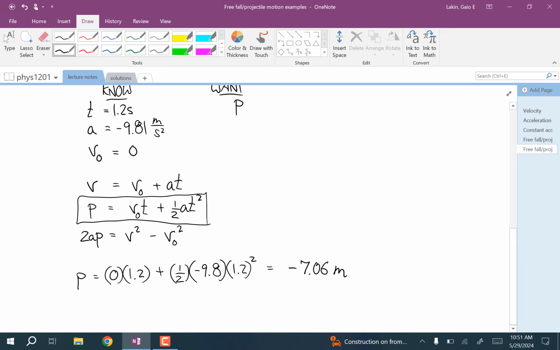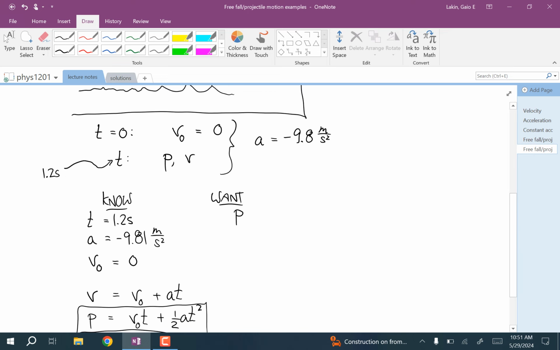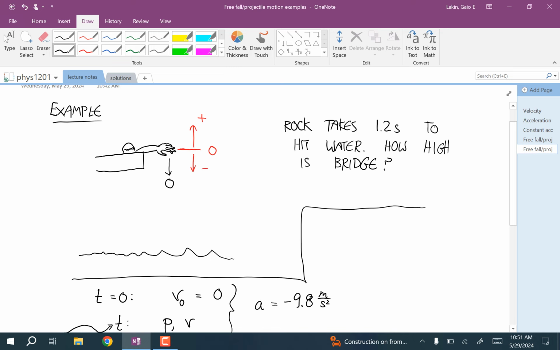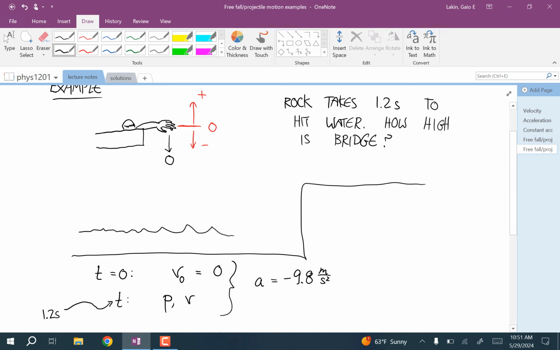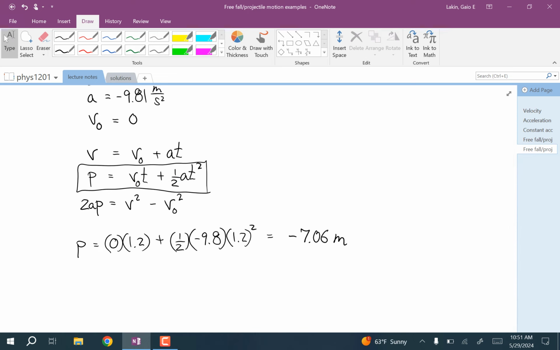Does it make sense that we got a position that's negative? Yes, if you look at this, you can see that since 0 is where it's dropped from, and our positive was up, the water has to be in the negative direction from 0. So we expect to get a negative answer, and the magnitude, the absolute value of that answer, is the height of the bridge.